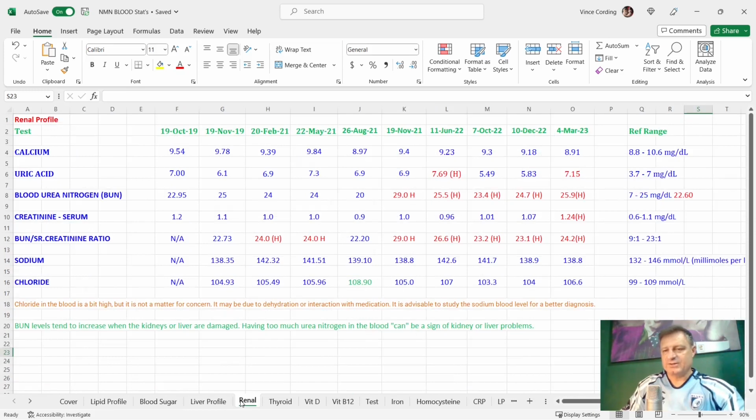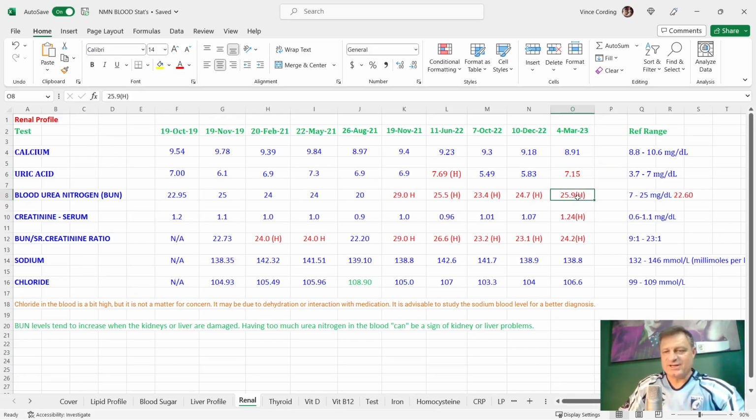Moving on to renal, you can see here there's a couple of markers that have moved into the red. Uric acid has gone from 5.83 to 7.15. It's been up as far as 7.6 before. 7 is the upper limit, so it's only 0.15 over. I'll see what the doctor says about that.